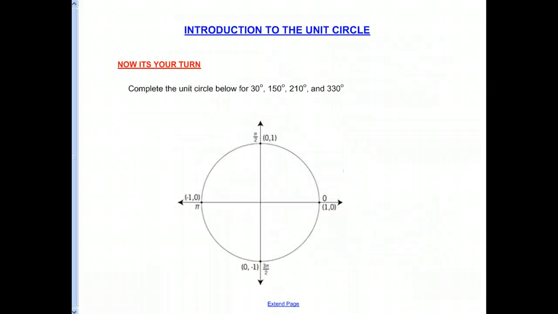Okay, now it's your turn. So what we wanted you to do is take a unit circle, and we want you to draw a 30-degree angle, a 150-degree angle, a 210-degree angle, a 330-degree angle, and we want you to find the exact values for the sine and cosine of 30, the sine and cosine of 150, the sine and cosine of 210, and sine and cosine of 330, and that's what we mean by completing the unit circle below. You might find it easier to draw 4 different unit circles and do each of them individually.